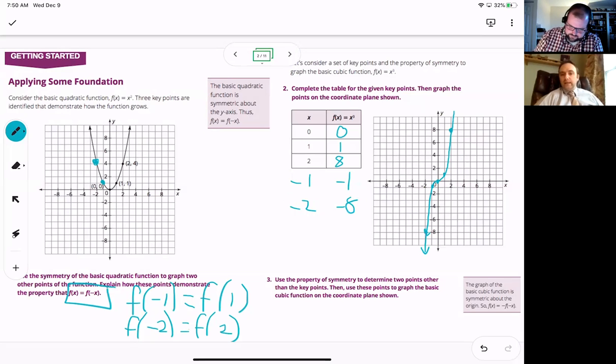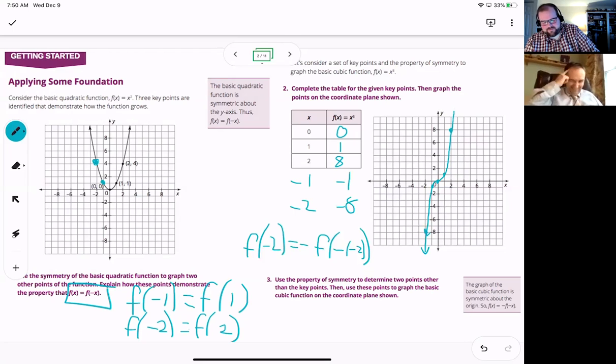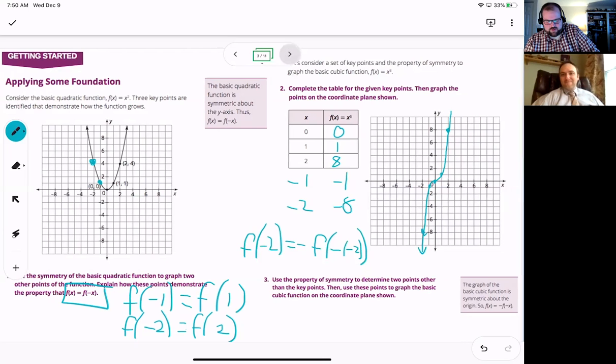I like it. And that's f of x is negative f of negative x. So f of negative 2 is negative f of negative negative 2. I made that as confusing as possible for them. Surely did. But negative negative 2 is 2, so it's f of 2. And then negative f of 2 is negative 8. Cool. I'm going to jump to the next page away from that monstrosity.